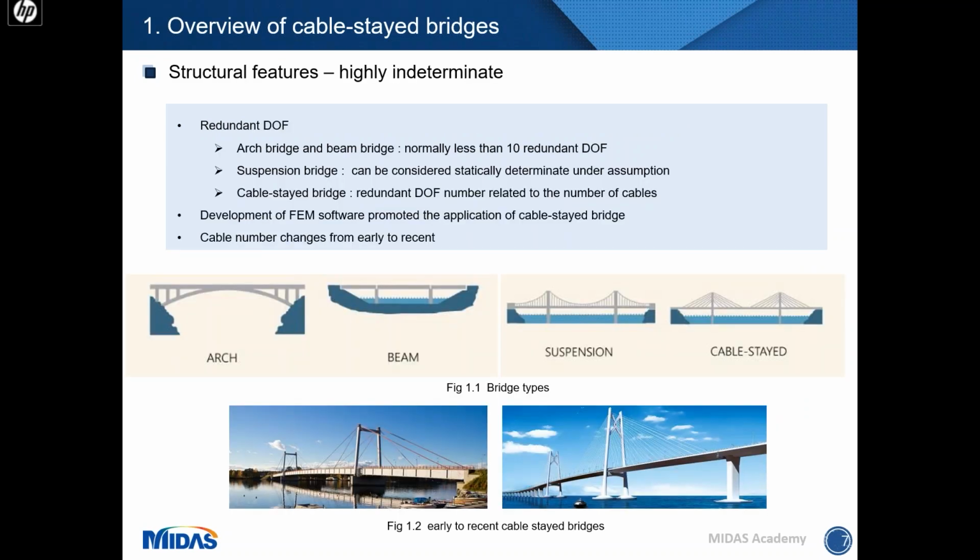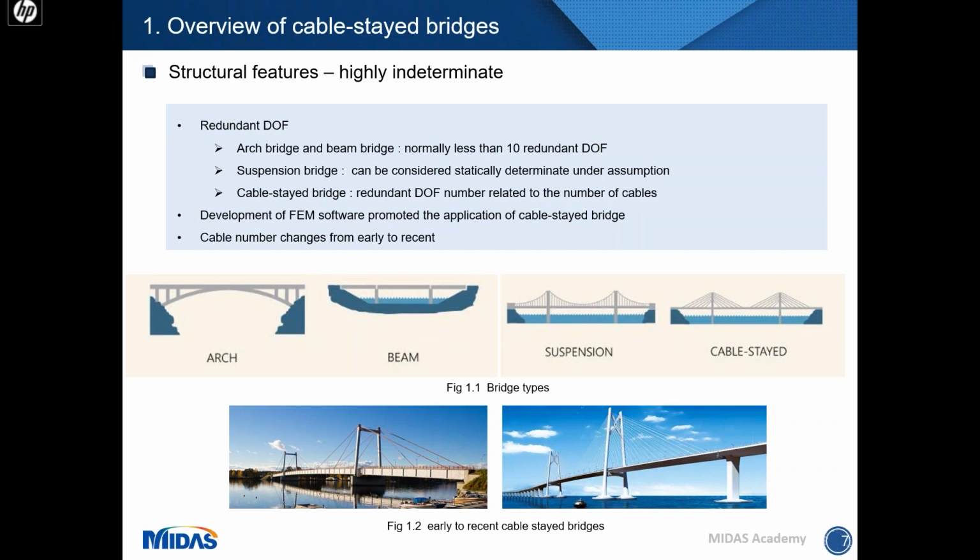Cable-stayed bridge is quite special. It has many structural features. Today, I want to mention 2 of them. One is highly indeterminate. If we look at, generally speaking, there are 4 bridge types: arch, beam, suspension, and cable-stayed bridge. And in my opinion, cable-stayed bridge is the most difficult bridge type in terms of calculation.